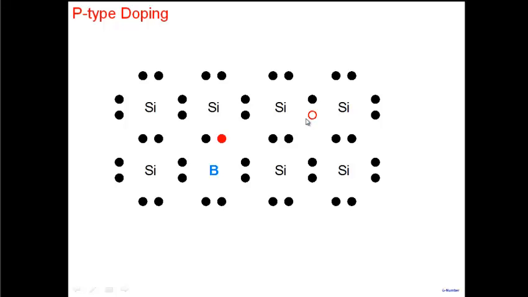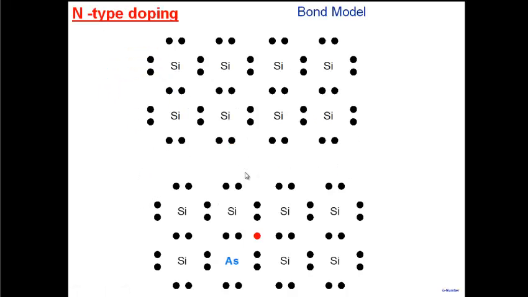And that is our hole. So this one is a hole, which is now available for conduction because an electron from here can jump into this hole, and therefore the hole can move around inside your lattice. That's the picture that I'm sure all of you are familiar with, N-type and P-type doping. As I said, this is a bond model, which is telling you what is happening. It's a simplistic picture.